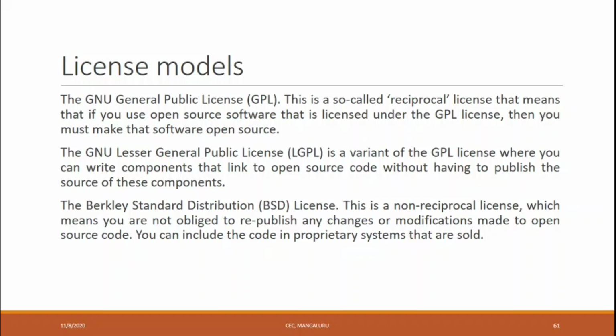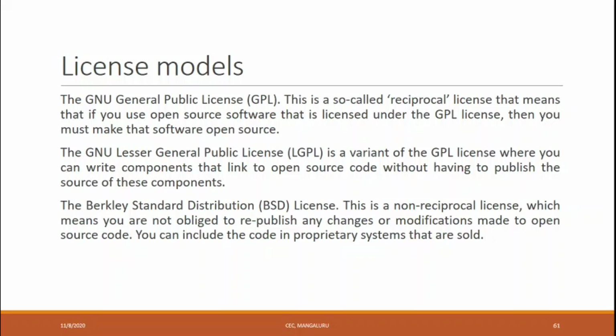The GNU Lesser General Public License is a variant of the GPL license, where you can write components. You are not making use of the open source component itself, but you write a component that links to the open source code without having to publish the source code of these components. So here there is no need of publishing the source code to the general public as open source. That is what the Lesser General Public License is.